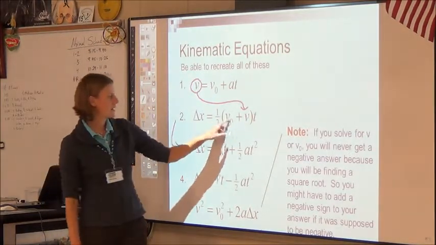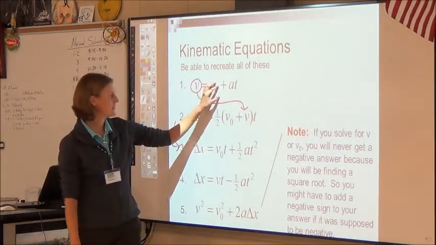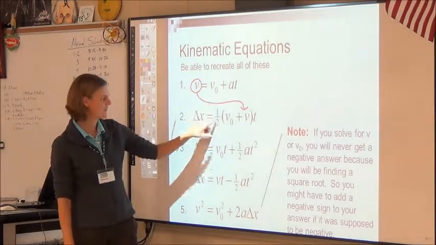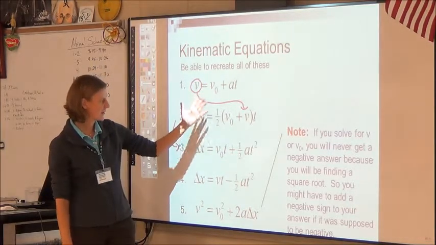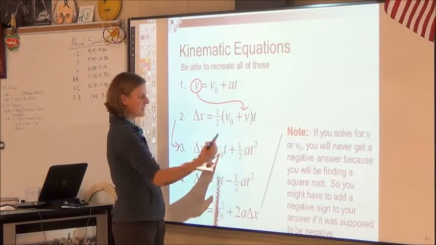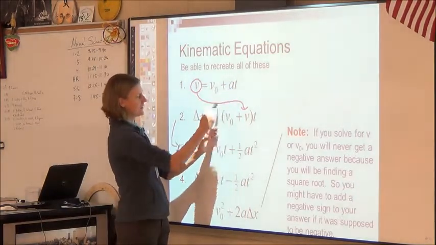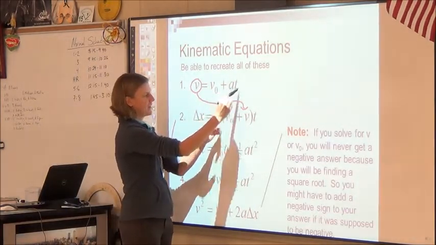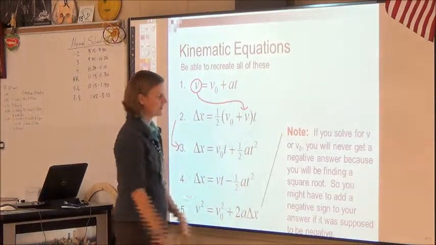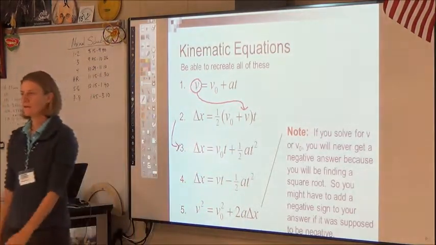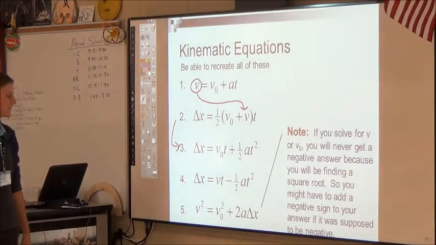So you'd have V naught plus another V naught, so you'd have two of them. Then you're taking a half of it, so that goes away. You multiply by that t. And then, of course, you've got the half, the at, and another t. Anyway, just be aware that you can come up with the rest of them.